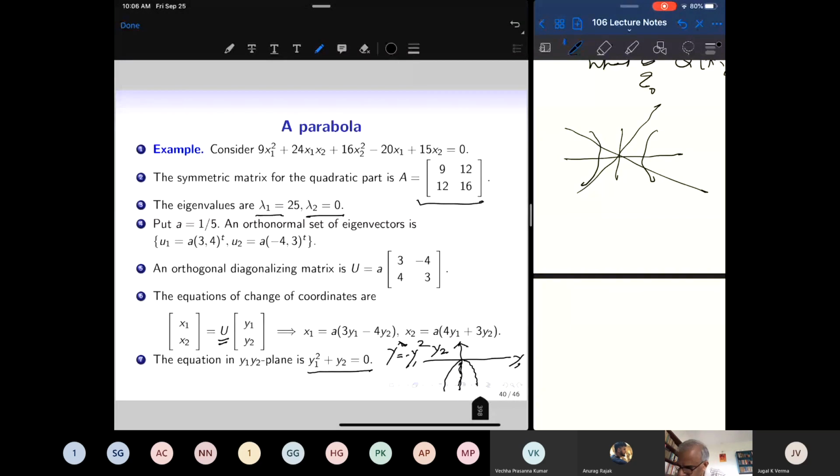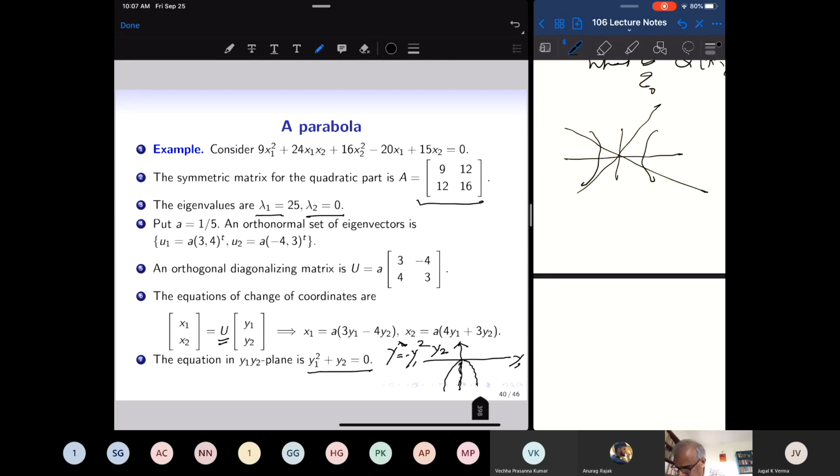So it's a determinant 0 matrix, and that is reflected in one eigenvalue being 0. For the case of ellipse and hyperbola, the determinant was not 0. When it was positive, it gives rise to an ellipse. When it is negative, it gives rise to a hyperbola. And when it is 0, it gives us a parabola.